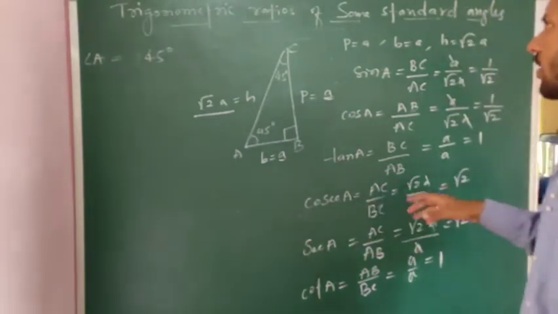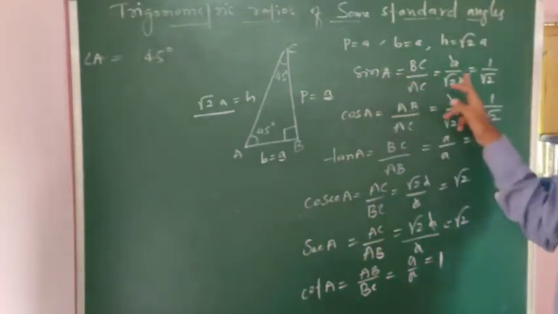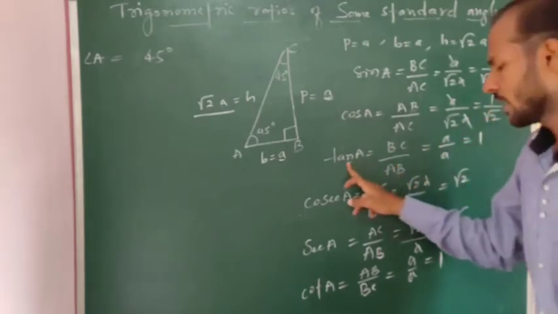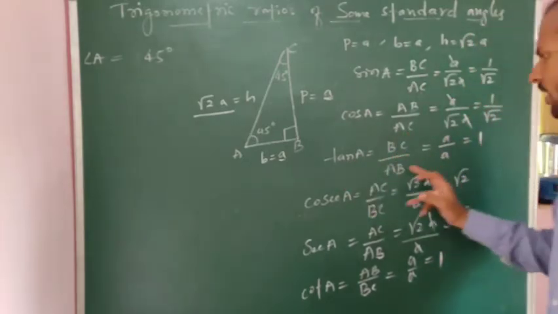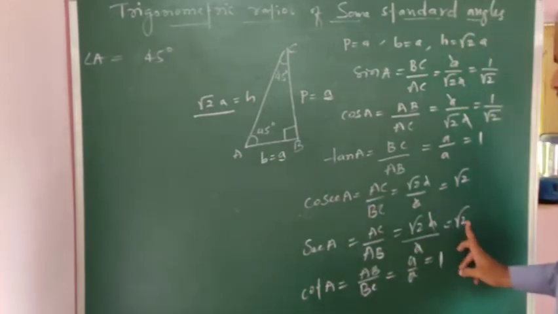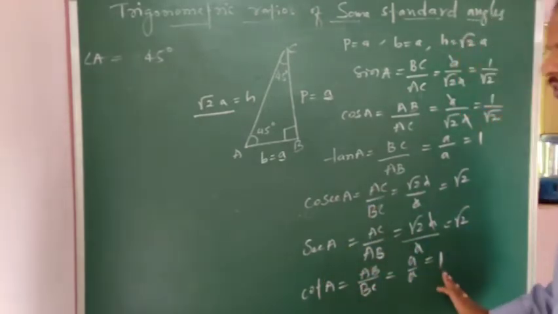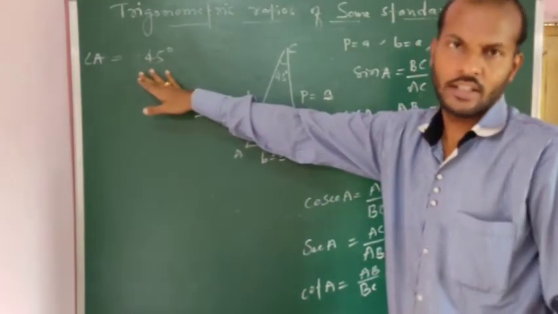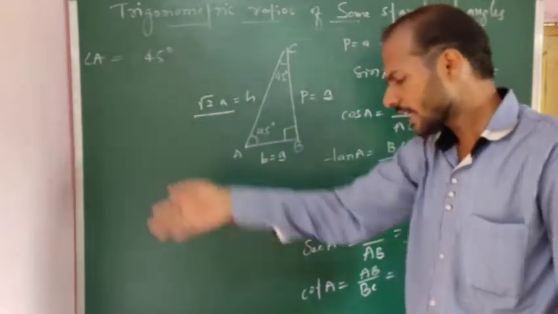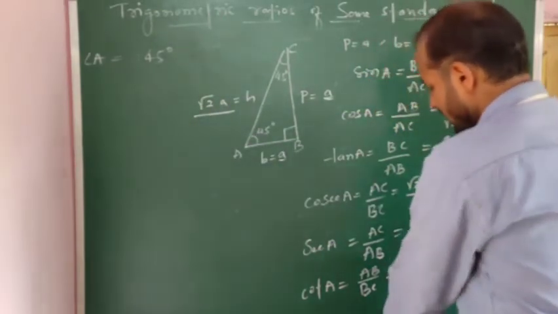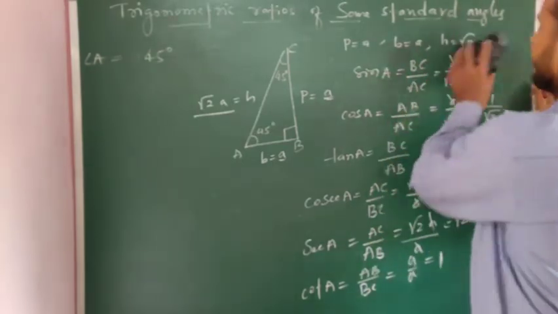Therefore, finally we got the ratios of angle 45 degree. Sin A is 1 by root 2. Cos A is 1 by root 2. Tan A is 1. Cosec A is root 2. Sec A is root 2. Cot A is 1. This is nothing but the standard angle 45 degree. Got it?